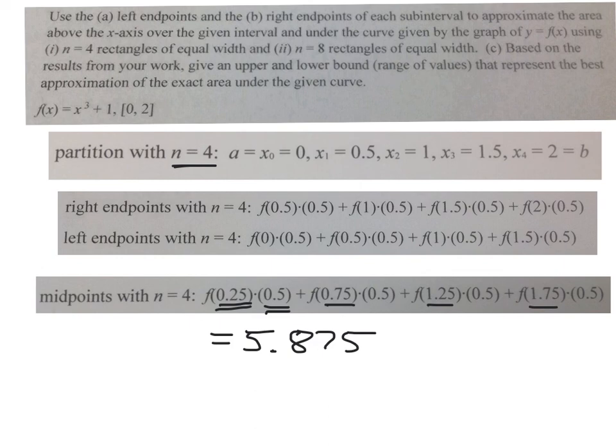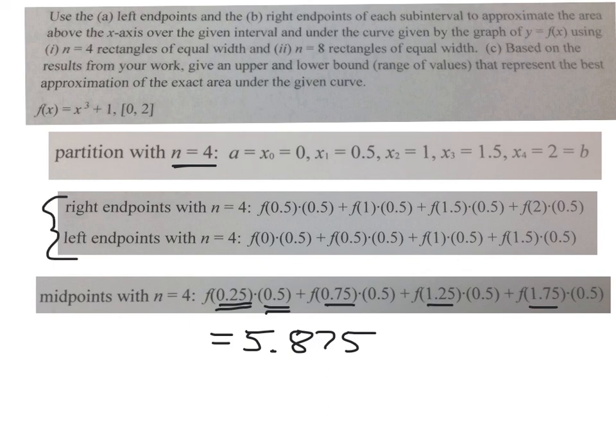But 5.875 for using the midpoints. Now, the main problem with the midpoints is we don't know whether this is an overestimate or an underestimate. It's going to be closer to the exact value, but we can't say for certain it's going to be more or less, like we were able to do with these endpoints.